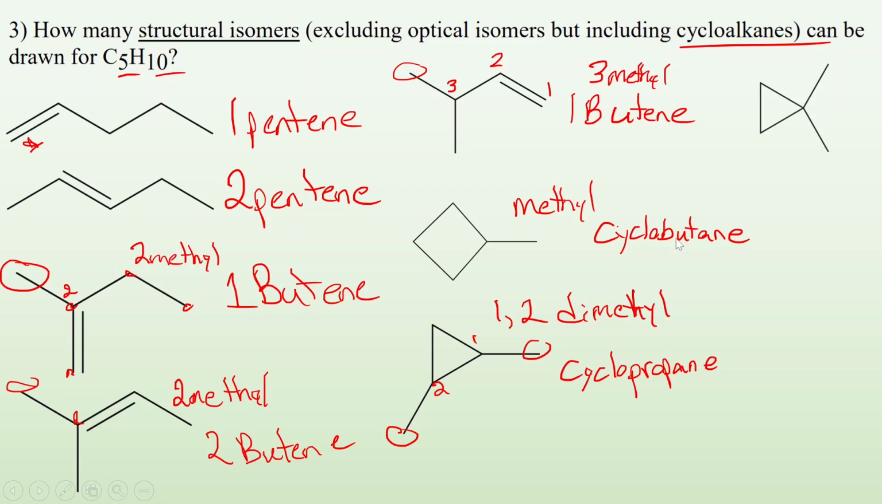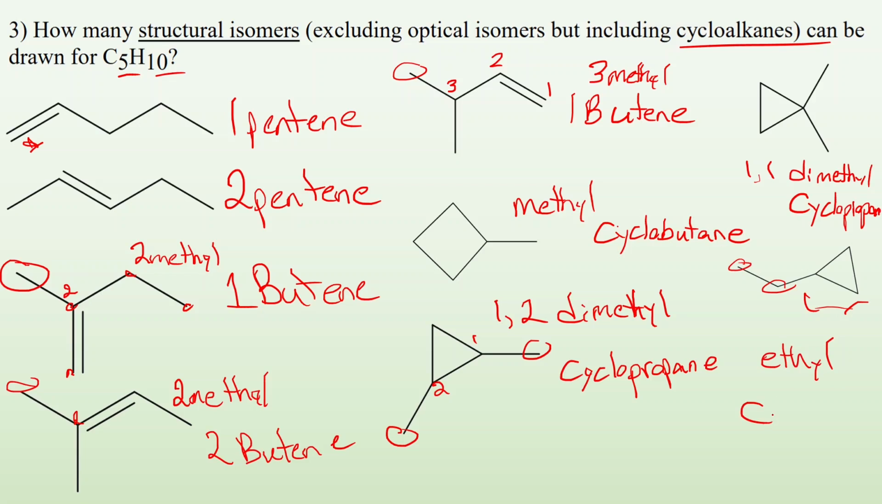What else could you draw? I could draw this. Those 2 methyl groups could be off of the same carbon here. So I still have cyclopropane, and it's still dimethyl, but they're both on the same carbon. So 1,1-dimethylcyclopropane. Any other ones that I can make? Yeah, there sure are. Here again, I still have this cyclopropane right here. And now I have a 2 carbon chain, an ethyl group. So I have ethylcyclopropane.